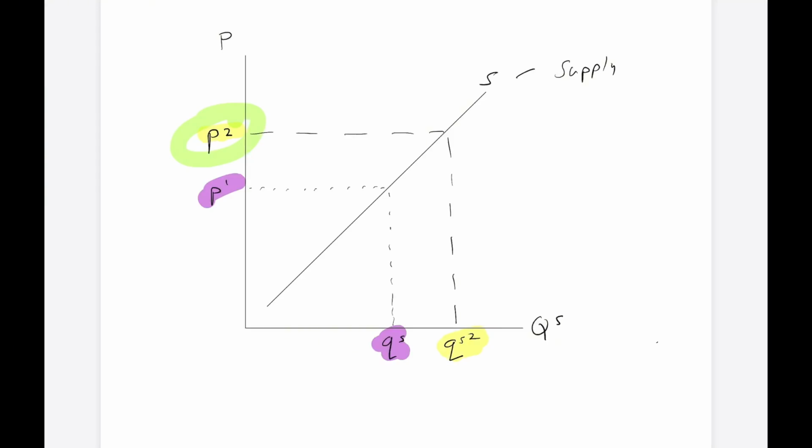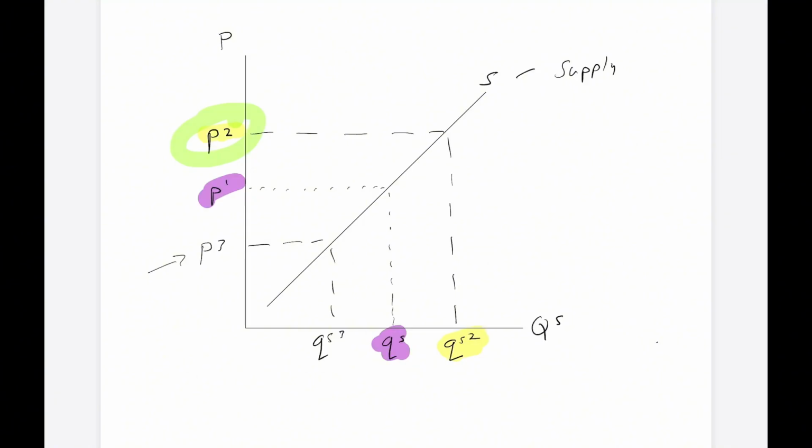However, if the price decreased from P1 to P3, this means that the quantity that firms are willing and able to supply to the market will decrease from QS to QS3. And this is because firms will be receiving less revenue at P3. So therefore, they're going to be making less profit. So therefore, they're going to be less willing and less able to supply products at a lower price.